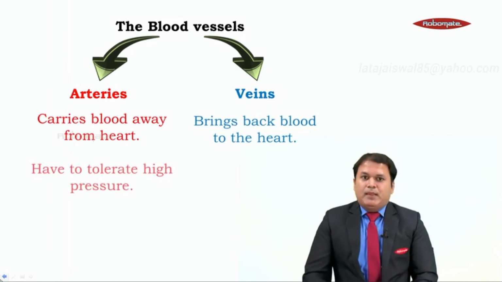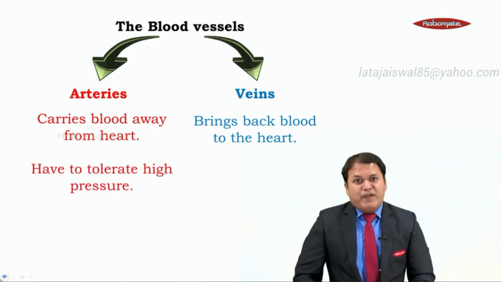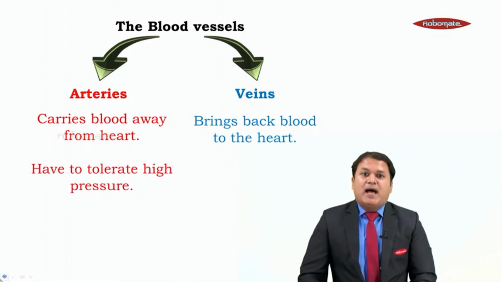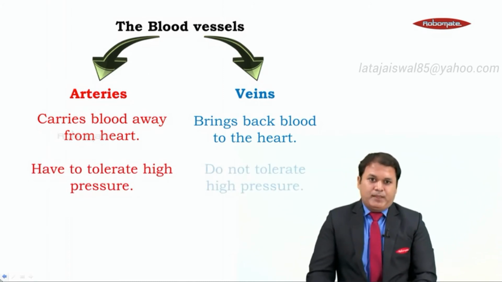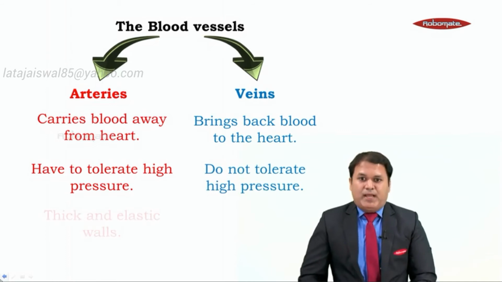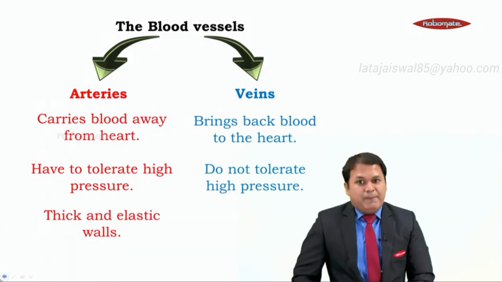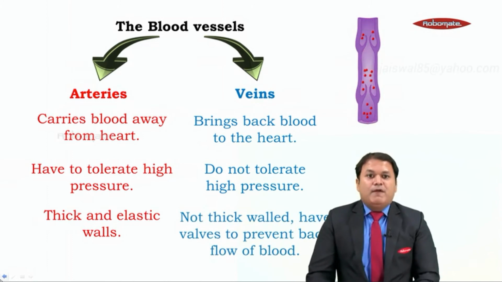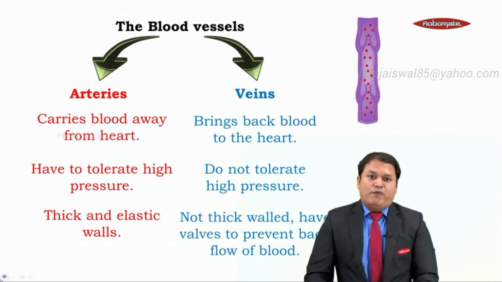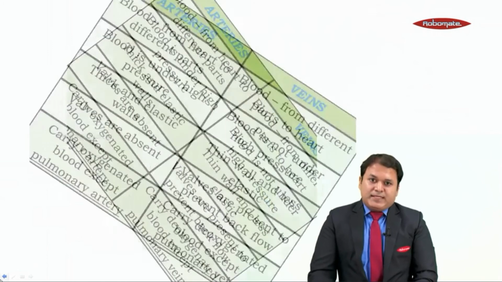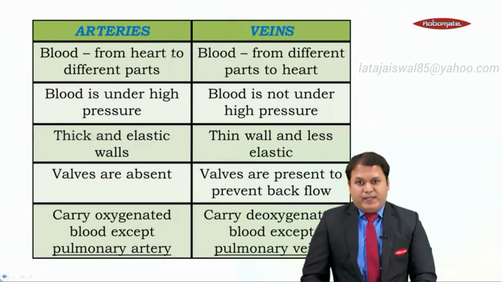Now since arteries are carrying the blood away from the heart, and the heart is constantly exerting pressure from behind, that means the arteries have to tolerate high pressure. But veins do not have to tolerate high pressure because they carry the blood back to the heart. And since the arteries have to tolerate high pressure, the walls of the arteries are thick and elastic, whereas veins are not thick walled, but they have valves in them to prevent the backflow of blood, as you can see in the diagram. So students, now let us study the difference between arteries and veins.